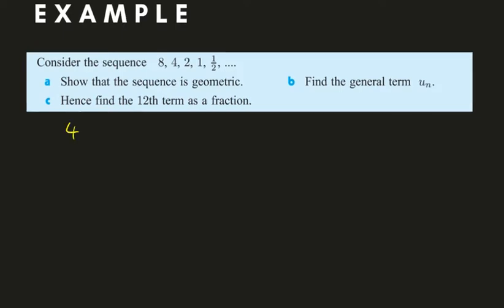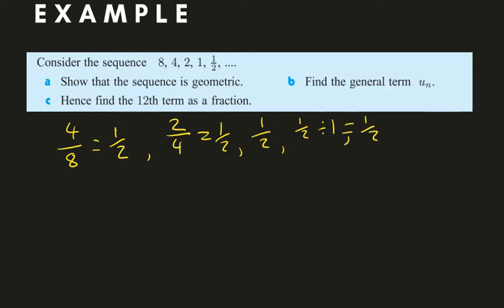So if we take the second term 4 and divide it by 8, we get a half. If we take the third term 2 and divide it by 4, we get a half. Of course, if we do 1 divided by 2, we definitely have a half there. And if we do a half divided by 1, we still get a half. Anything divided by 1 is just going to be itself. So we absolutely do have a geometric sequence because that common ratio is consistent. It is r is equal to a half.